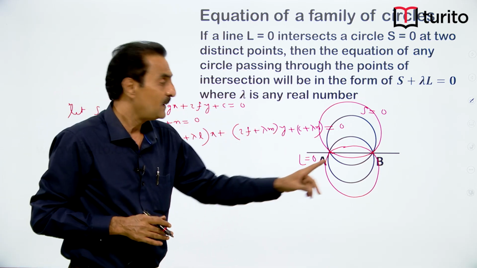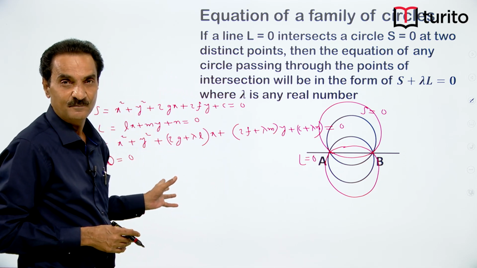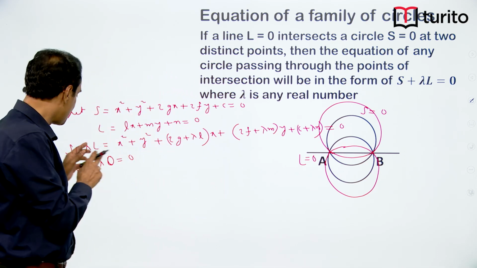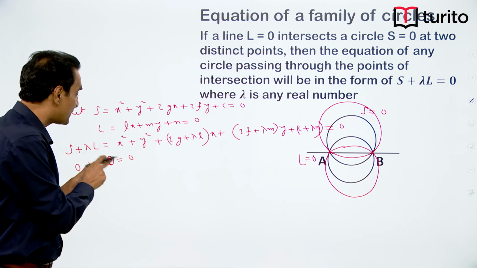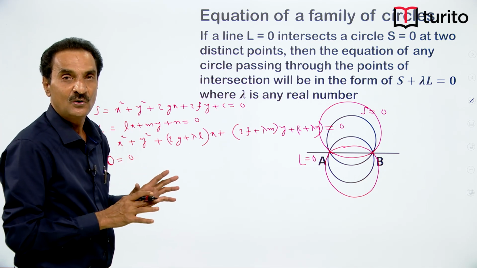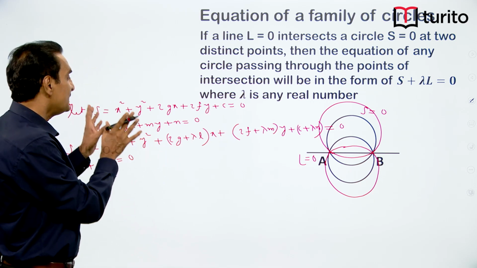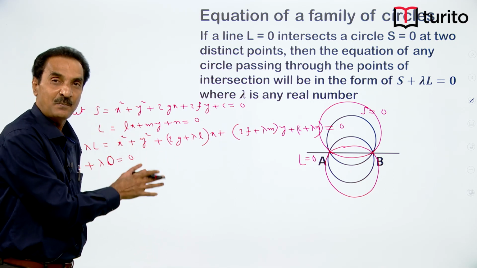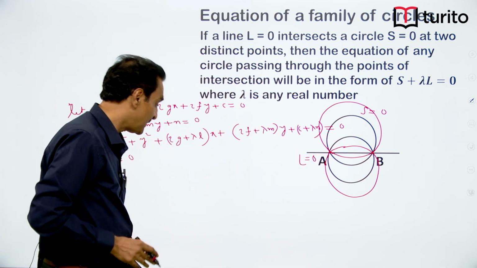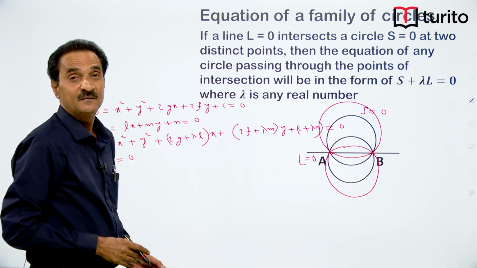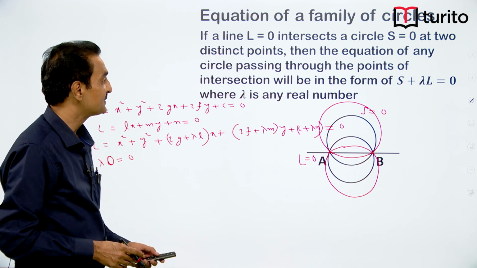In the same way, B also lies on the circle. B also satisfies both the equations individually. So, 0 plus lambda into 0 is 0. So, for any value of lambda, this is a circle and it passes through A and B. Okay. This is a very important property which we are going to use in many problems of this chapter.